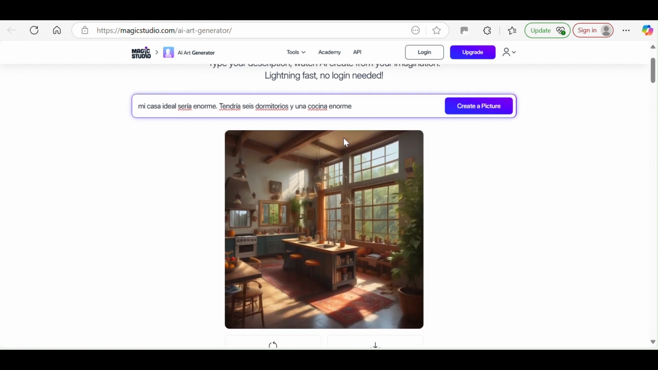Okay, so I've got my enormous kitchen here. It's maybe not quite what I want, so we could go for something different. "Mi casa ideal sería una casa adosada en Londres. Tendría un jardín grande con una piscina." Let's see what happens here.